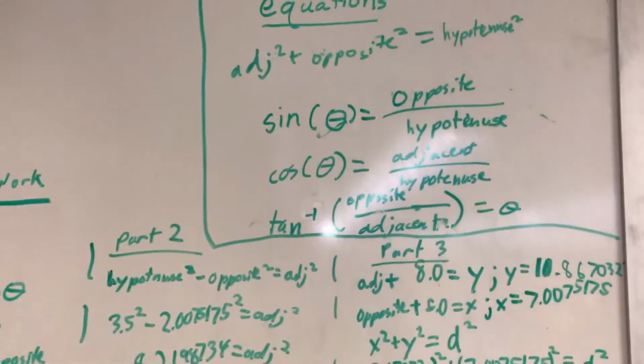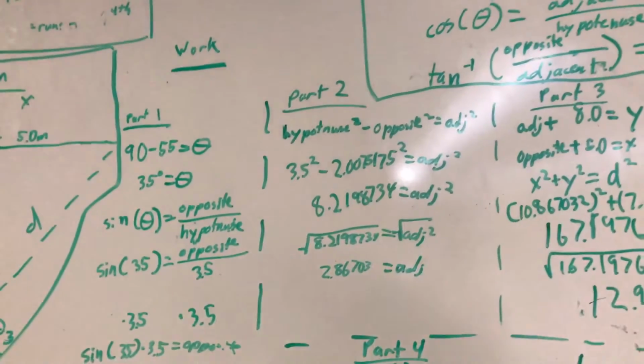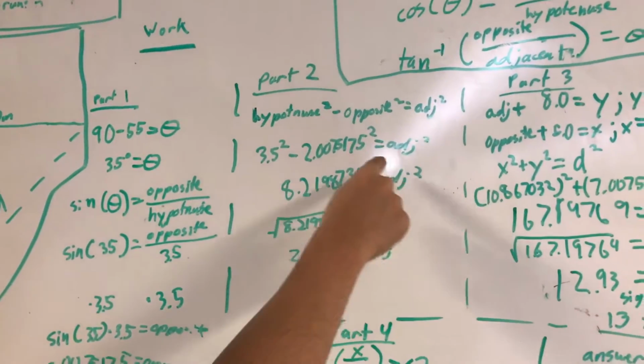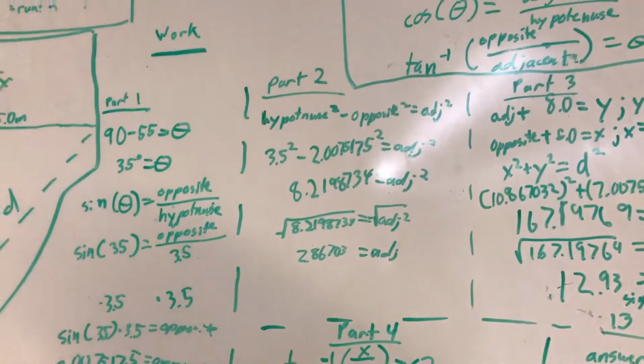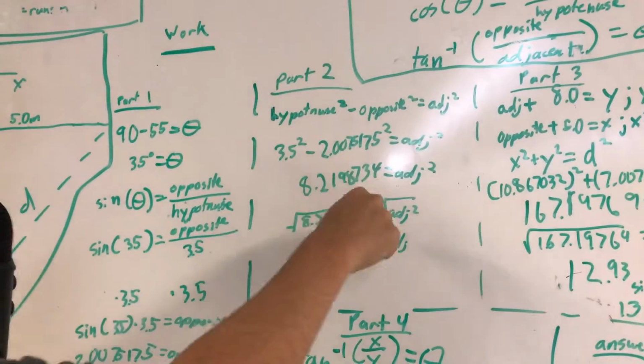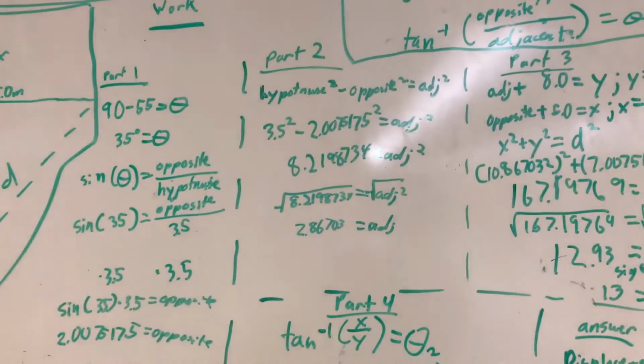Now we move on to part 2, which is hypotenuse squared equals, this is the edited version of the Pythagorean theorem. So you do hypotenuse squared minus opposite squared equals adjacent squared. You plug these things into the equation and eventually get 8.2198734 equals adjacent squared. You find the square root of both sides, and you get 2.86703 equals adjacent. On to the next part.